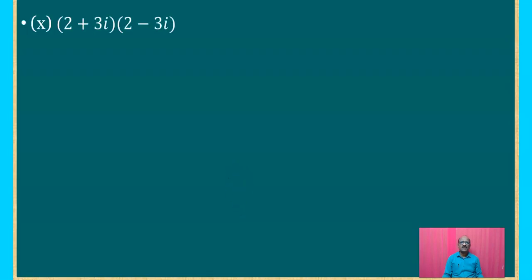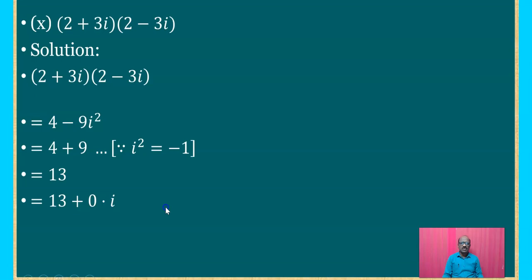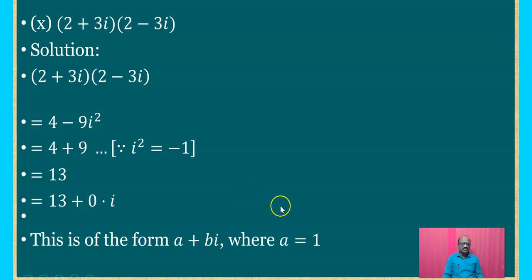Next is 2 plus 3i into 2 minus 3i. It's a purely real number. That is 2 plus 3i into 2 minus 3i, and that equals 4 minus 9i square. The i square is minus 1, again minus and minus will become plus. 4 plus 9, that is 13. 13 plus 0i. This is of the form a plus bi, where a is 13 and b is 0.